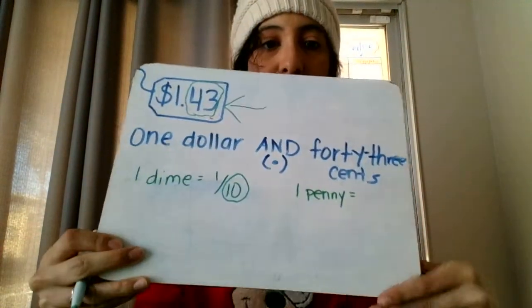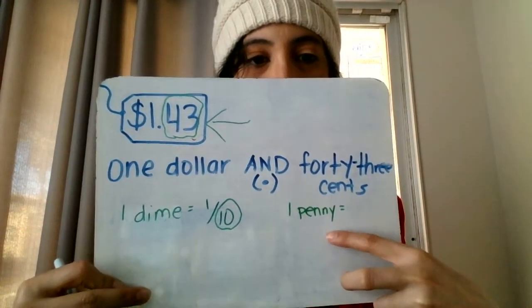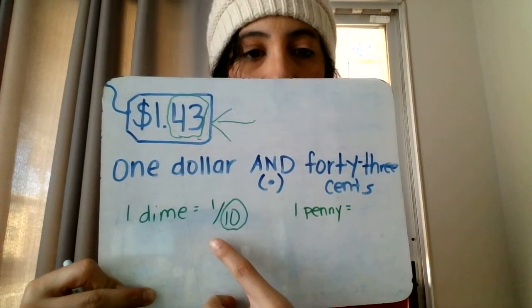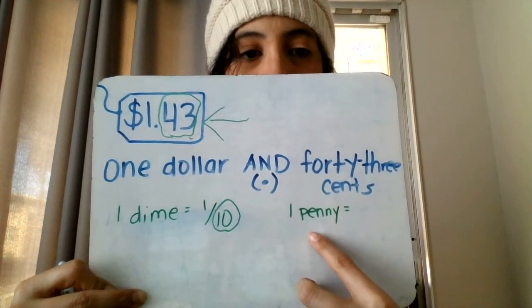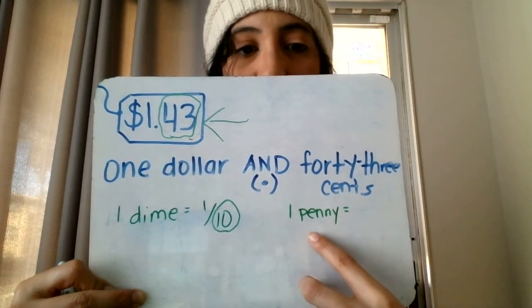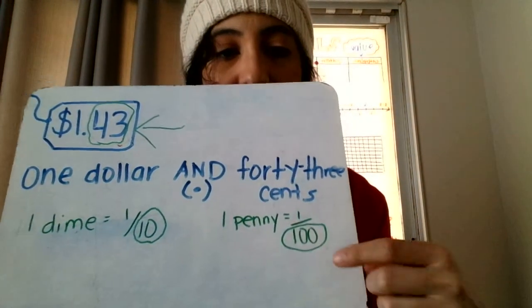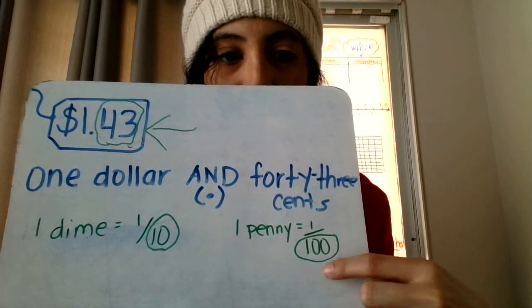Now if I have 1 penny, what part of a dollar would 1 penny be? If I need 10 dimes to make a dollar, what fraction or decimal would 1 penny of a dollar be? Right? You should have said 1/100th of a dollar, because we need 100 pennies to make a dollar.